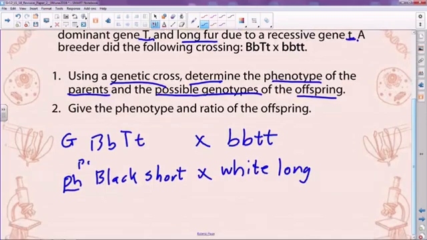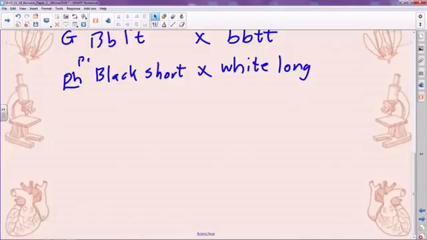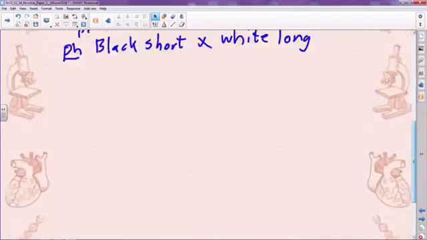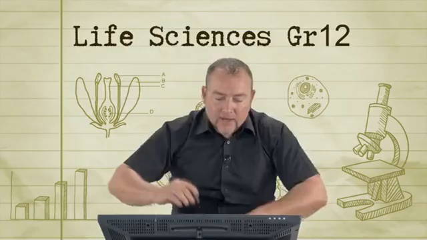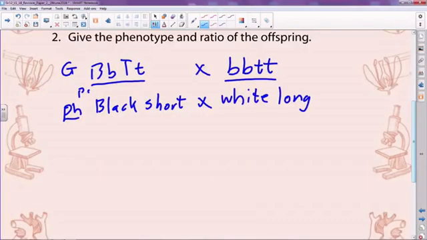Now what I want to do is get us some space here. Let's have a look at what we can do. Now they want to know what the genotype is. We've already got the genotypes over there. They want to know what the cross is like. So let's get the crosses all together.